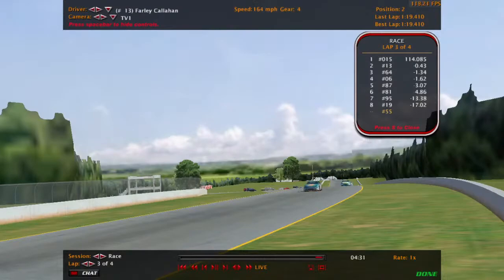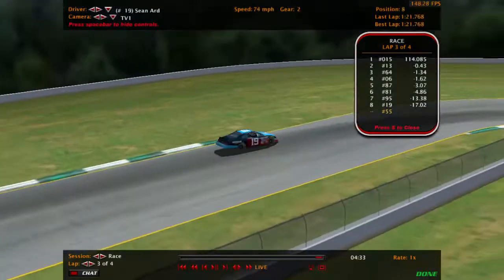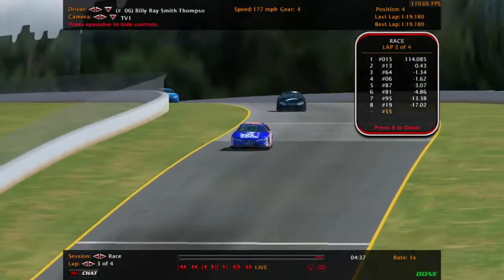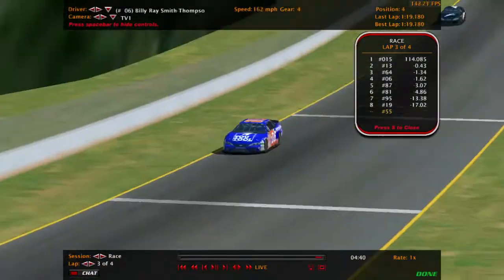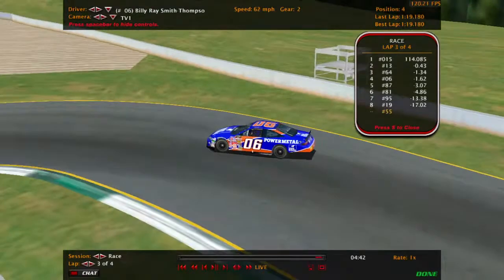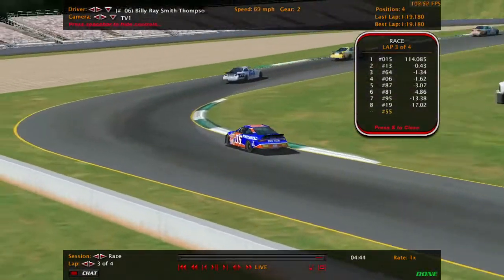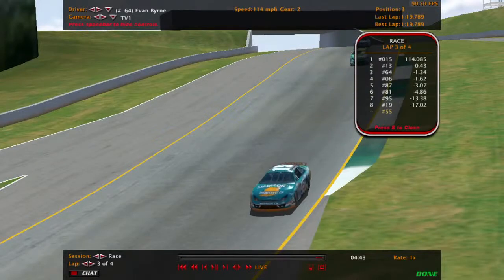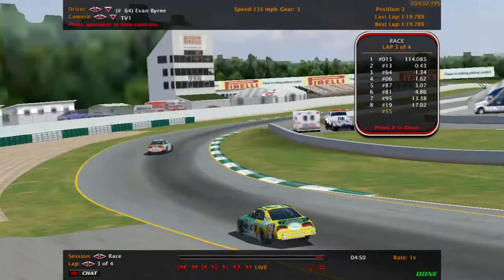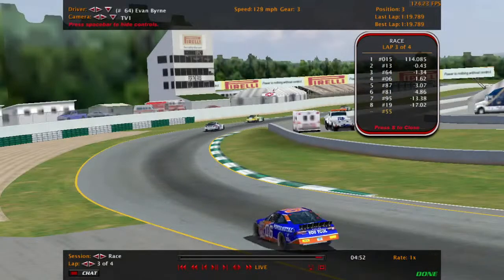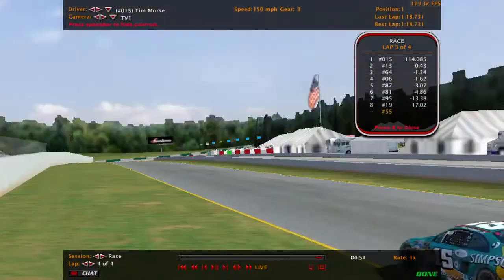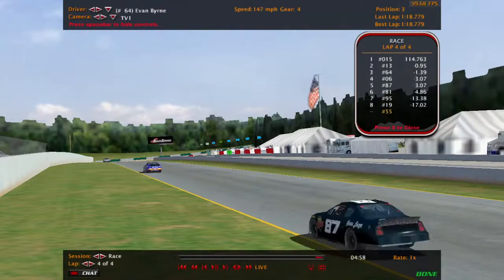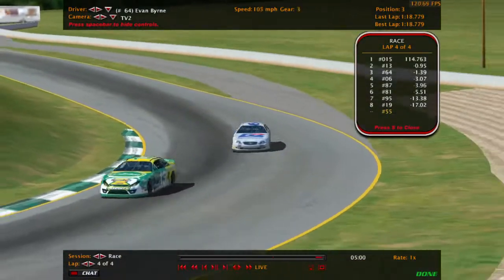Right now, if you are Ard or Woodard, you're hoping for something really dumb to happen. As Billy Ray Smith-Thompson's move, I think, cost him a lot of momentum, and now he has fallen back off of the 64 car. The 64 car is now starting to make a run on the 13. Down the hill they go. White flag. This is all Tim Morse, it looks like. Down into turn 1 they go.